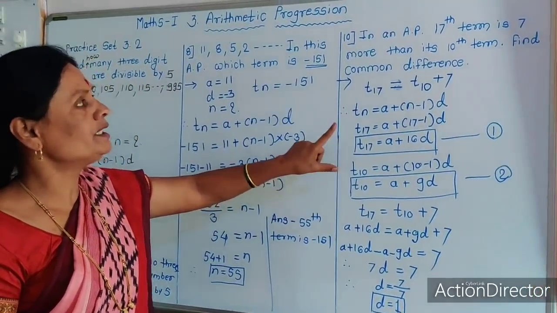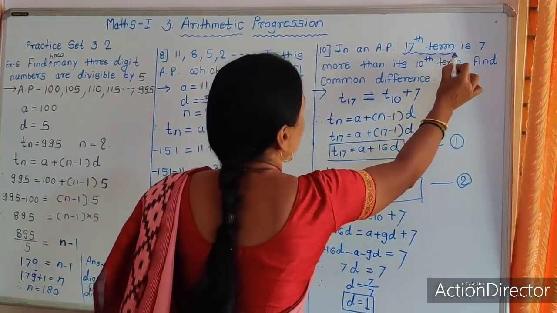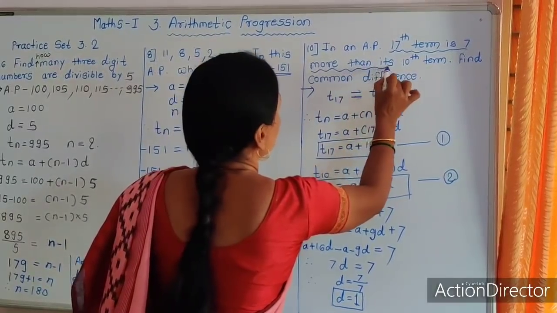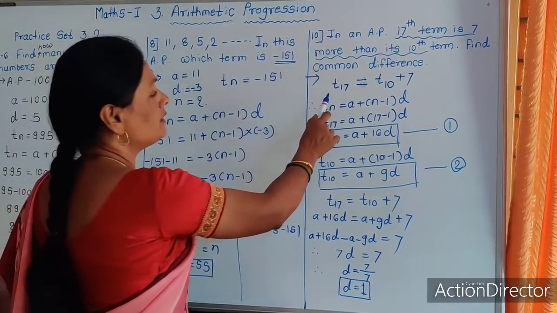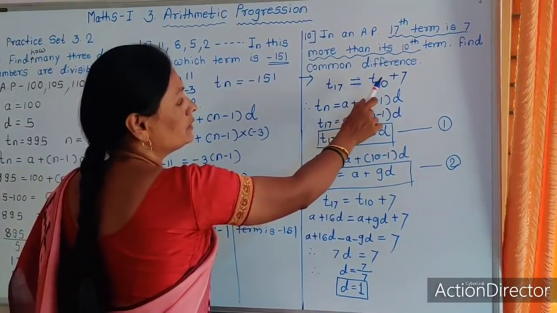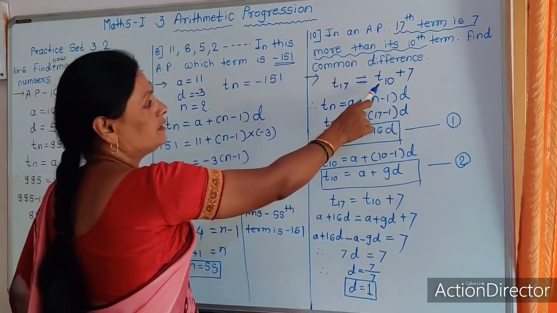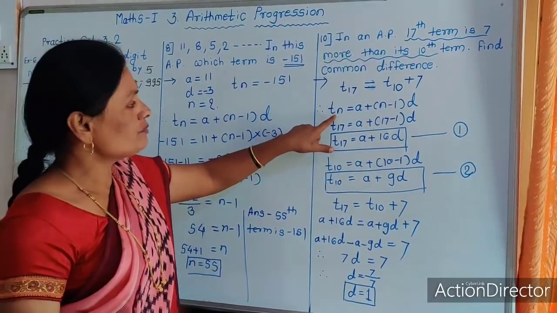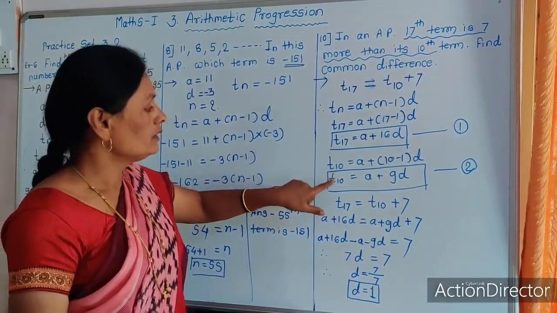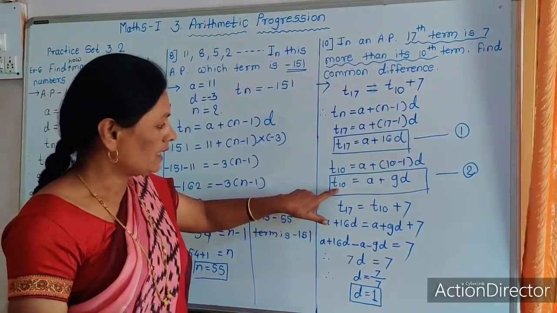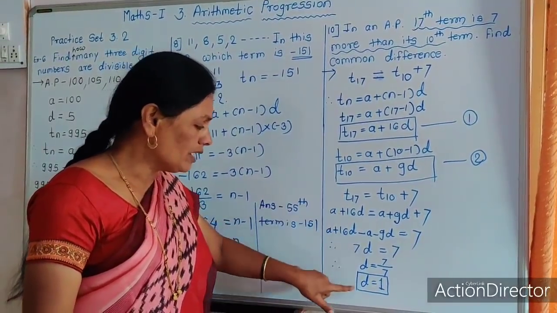This example is different from the other examples. In this example, we are given only one important condition, that the 17th term is 7 more than its 10th term. Therefore, we write the 17th term is equal to the 10th term plus 7. Using the formula of Tn, we write T17 first, then T10, and put these two values in the given condition. We find the value of D.